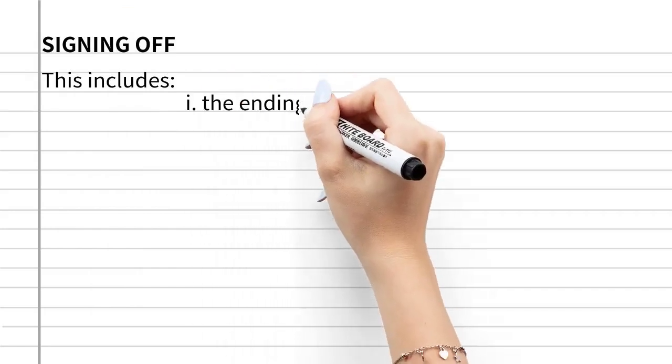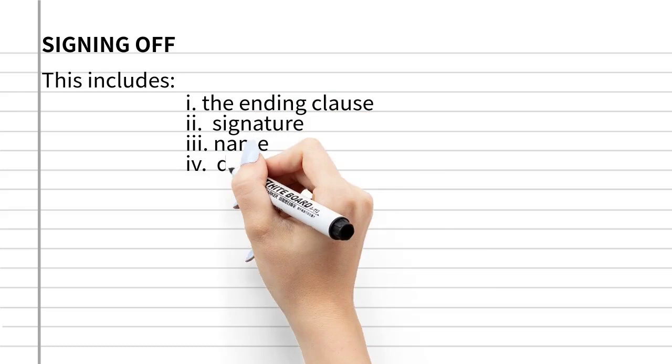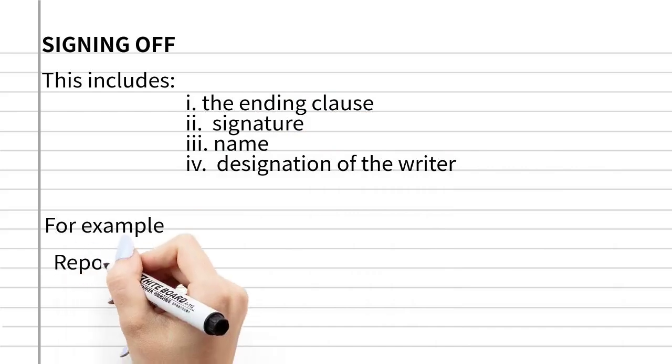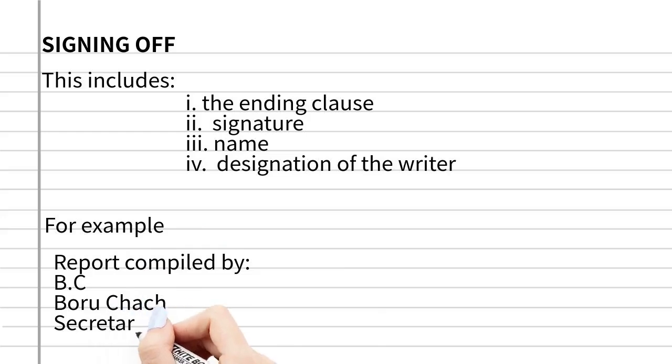Finally, do not forget to sign off when you're writing your report. In signing off, we include the ending clause, the signature, the name, and the designation of the writer. For example, report compiled by, that is the ending clause, the signature, and then the name of the person, which is Boru Church, the designation of the writer, that is the secretary.